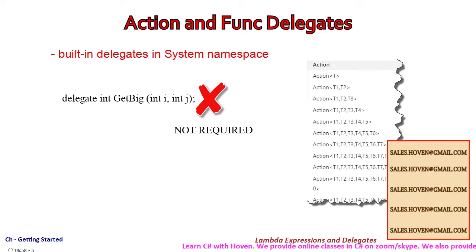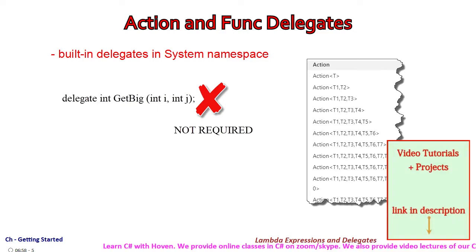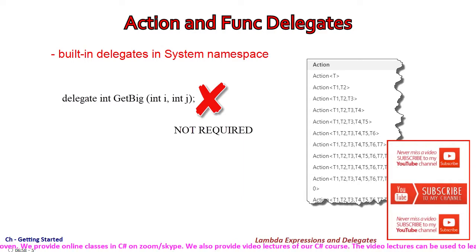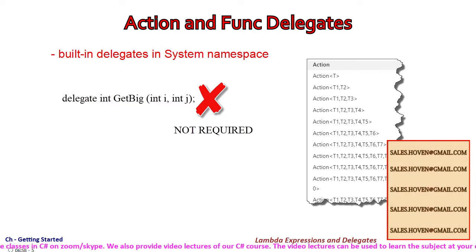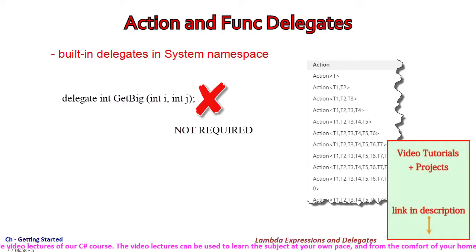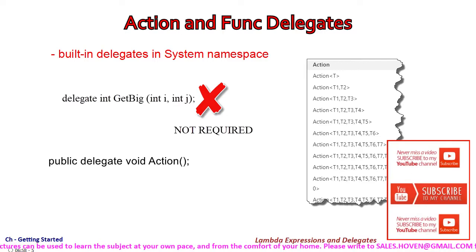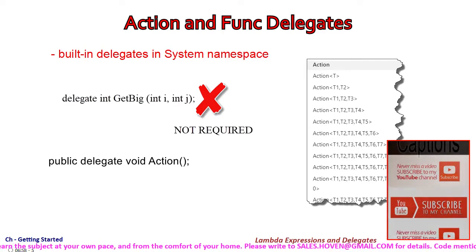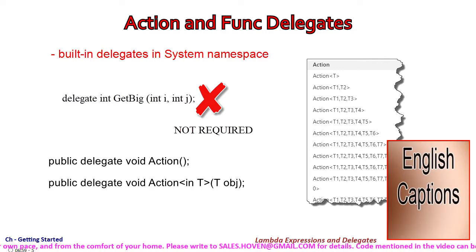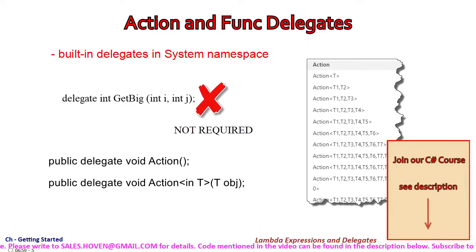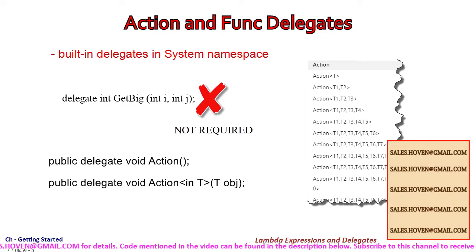One delegate is called Action. The Action delegate has more than 15 variants. All variants of Action have a return type of void, and that is the only thing that differentiates Action from the other type of delegate, which is called Func. And this is an example of the simplest Action. It takes no arguments and returns void. Public delegate void Action. An example of an Action that takes one parameter is public delegate void Action<in T>(T obj). This is a generic type, so it can have any type of argument.